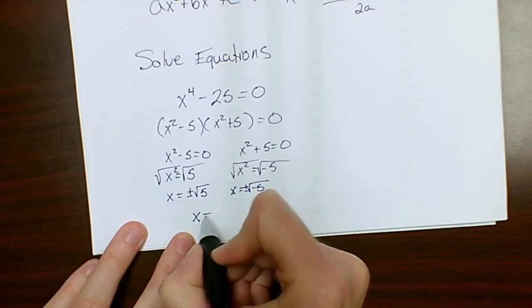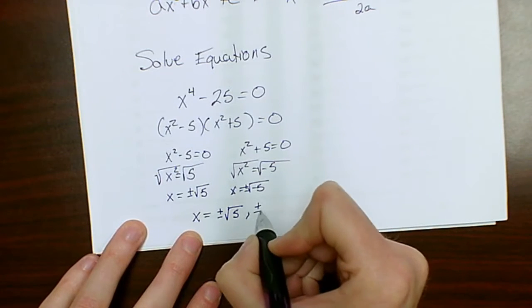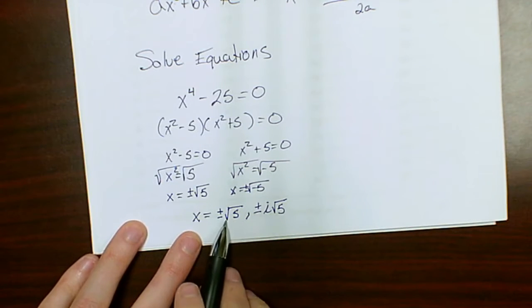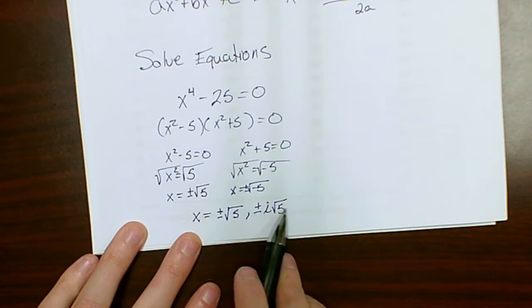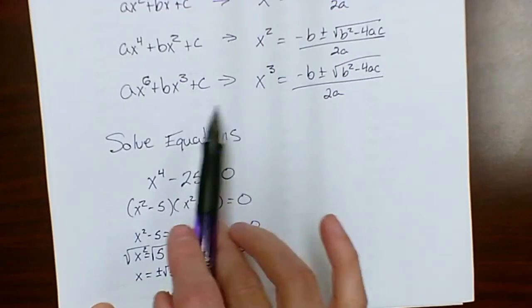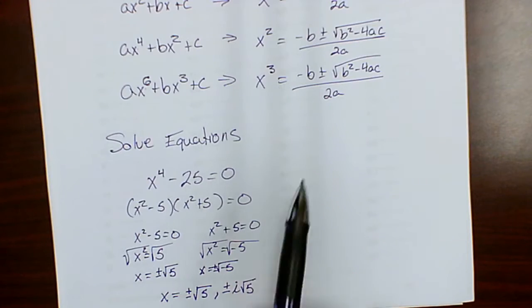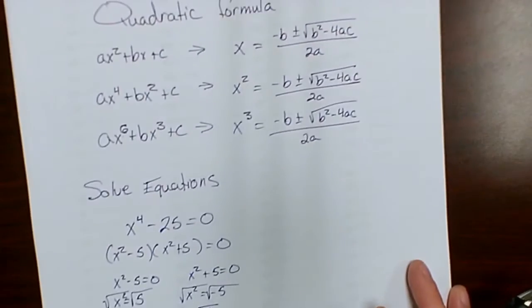To finalize your answer, you can say x equals plus or minus square root 5, comma, plus or minus i square root 5. So here are our 4 answers. Positive square root 5, negative square root 5, positive i square root 5, and negative i square root 5. With the quadratic formula, when something cannot factor, the total number of answers will kind of be hidden or disguised.